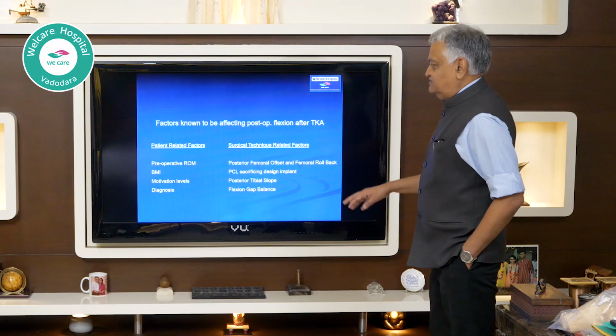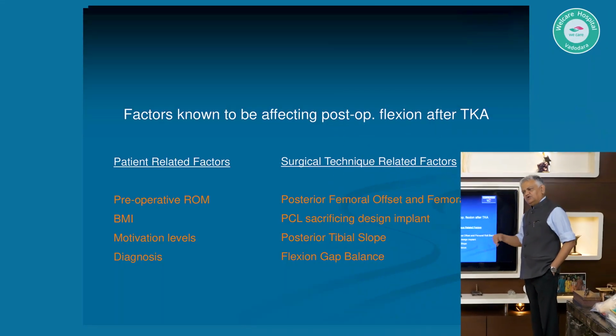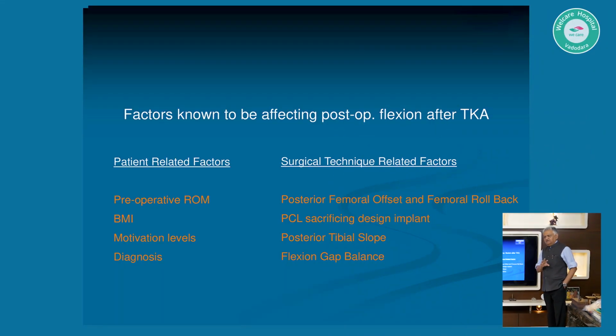What are the factors which are already known to be instrumental in impacting the post-operative flexion after knee replacement? There are patient-related factors such as the pre-operative range of movement, or the body mass, or the motivation level. For example, a vast majority of the Caucasian population don't need that level of flexion, so they don't work towards it. And of course, the diagnosis.